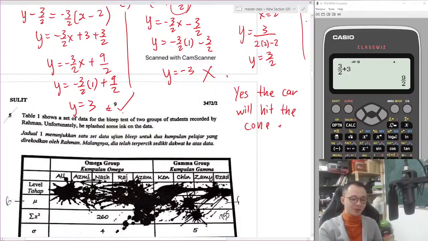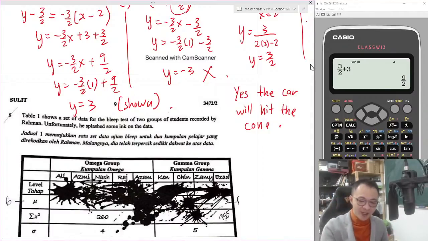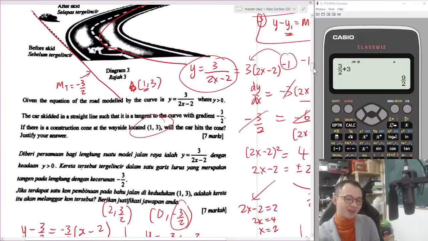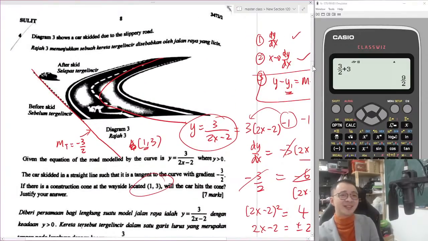Okay, so here you can do something like shown. Because you already subbed in the 1, you get 3, isn't it? Basically means that the cone is on the straight line. So yeah, 7 marks, a lot of words. Where there are 2 equations, this is a bit complicated. It depends on the curve of it.